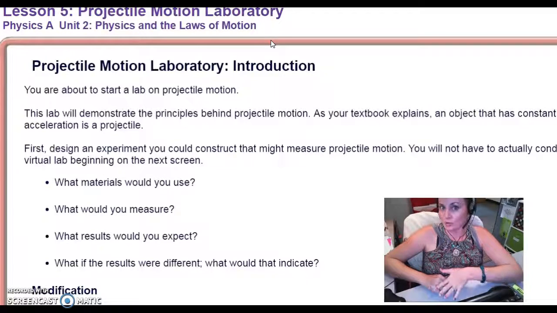Think about what could you do to test, in this case, projectile motion in the real world, and how would you test it, and how would you get the data, and that kind of stuff.